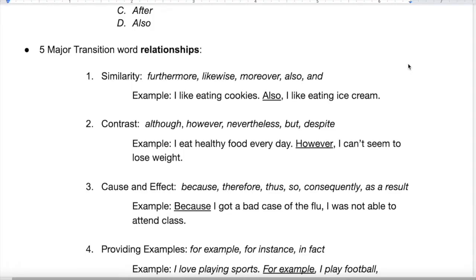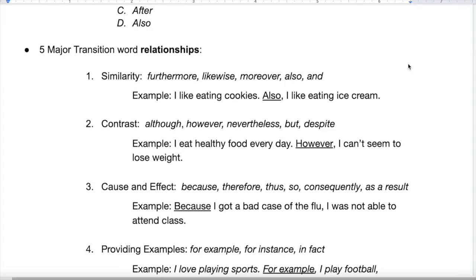That example I gave with the brownies and the ice cream, right? Any of those words I could plug in there instead of also. I love eating ice cream. Furthermore, I love eating chocolate chip cookies or brownies, right? Even more so. I love eating ice cream. Likewise, I love eating chocolate chip cookies. I love eating ice cream. Moreover, I like eating chocolate chip cookies. I love eating ice cream. Also, I love eating chocolate chip cookies. Or in one sentence, I could say, I love eating ice cream and I love eating chocolate chip cookies.